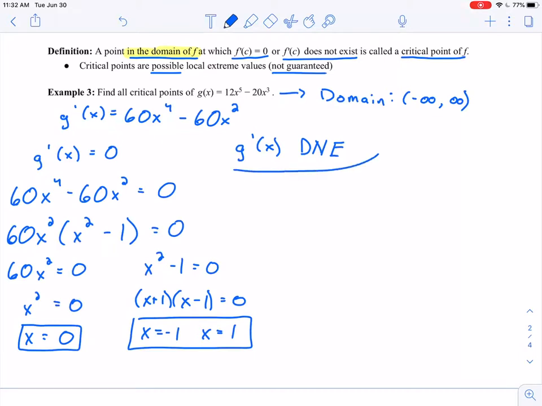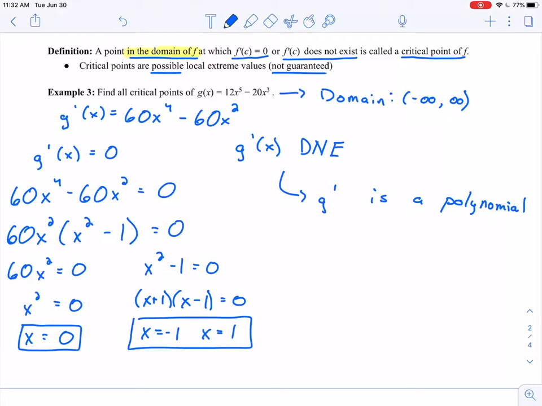So I also need to be thinking about places where my derivative does not exist. But here in this case, look at your derivative. g prime of x is 60x to the 4th minus 60x squared. Again, g prime is a polynomial. And what do we know about polynomials? We said earlier that their domain is -infinity to +infinity.